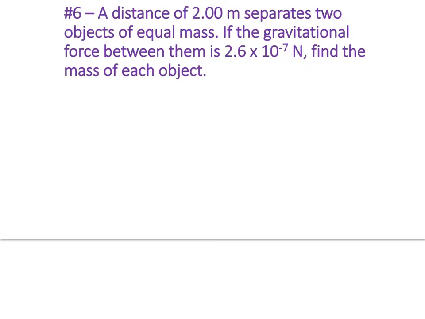Number 6. A distance of 2 meters separates two objects of equal mass. If the gravitational force between them is 2.6 times 10 to the negative 7 newtons, that's a really small force, find the mass of each object. Now we're still using our same equation. Fg equals big G times mass 1 times mass 2 divided by your distance squared.